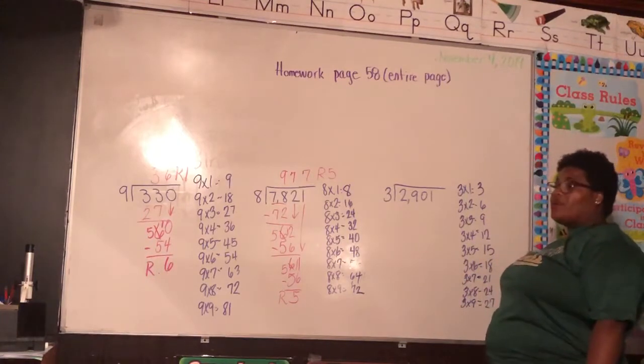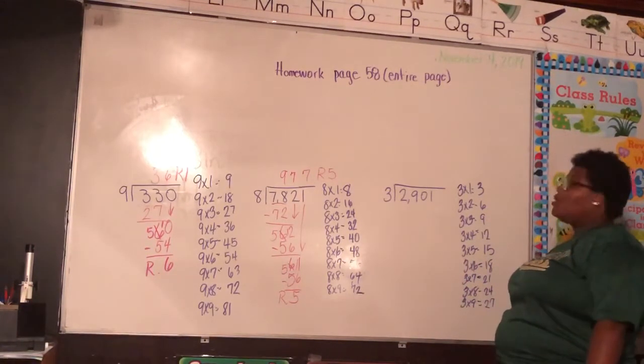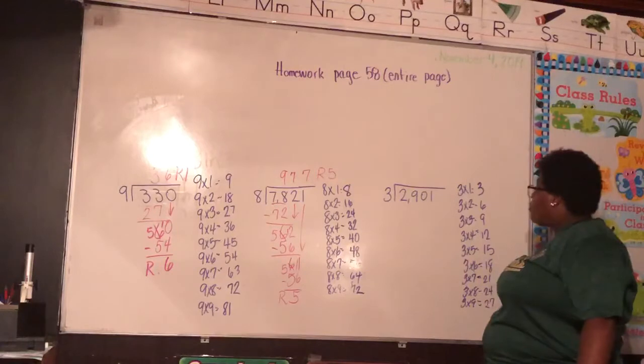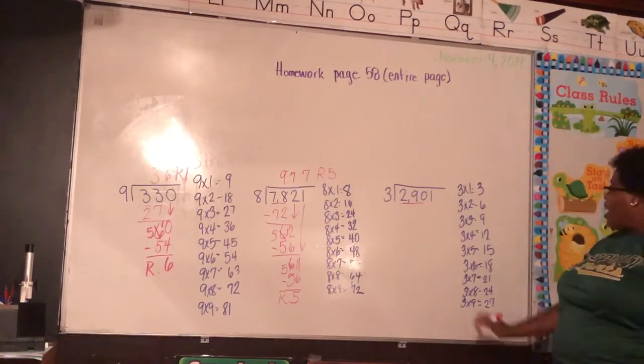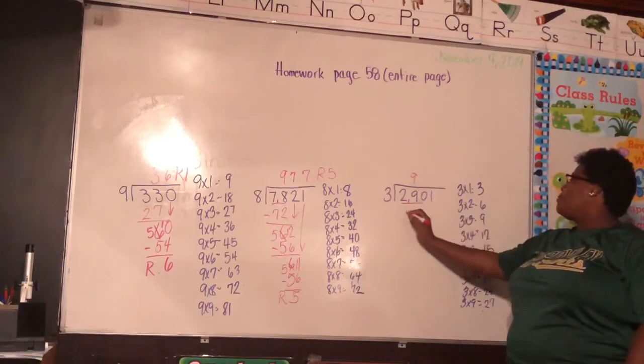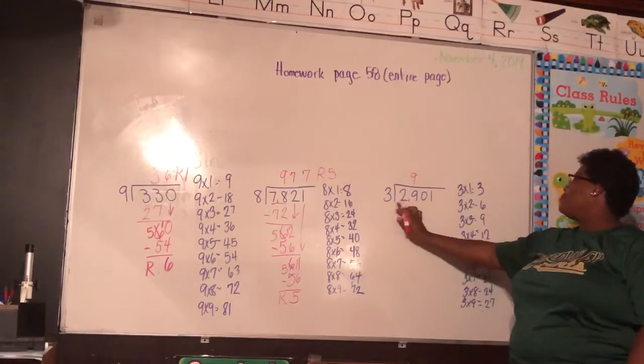Alright, can 3 go into 2? No. Pick that toy up. Can 3 go into 29? Yes, it can go into it 9 times, because 9 times 3 is 27.